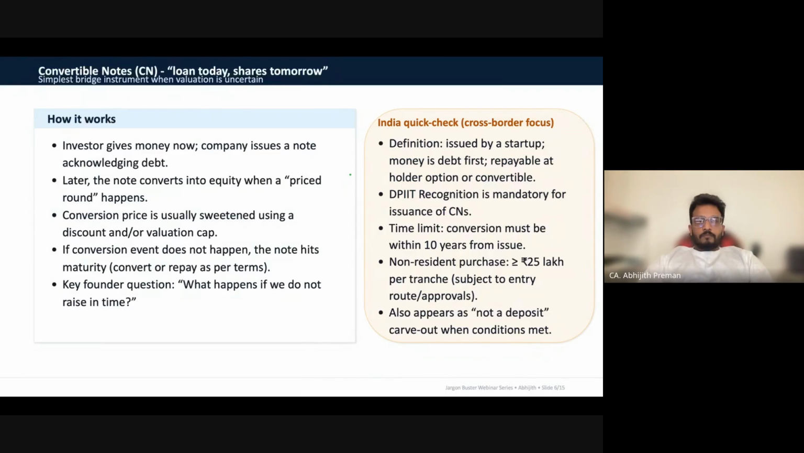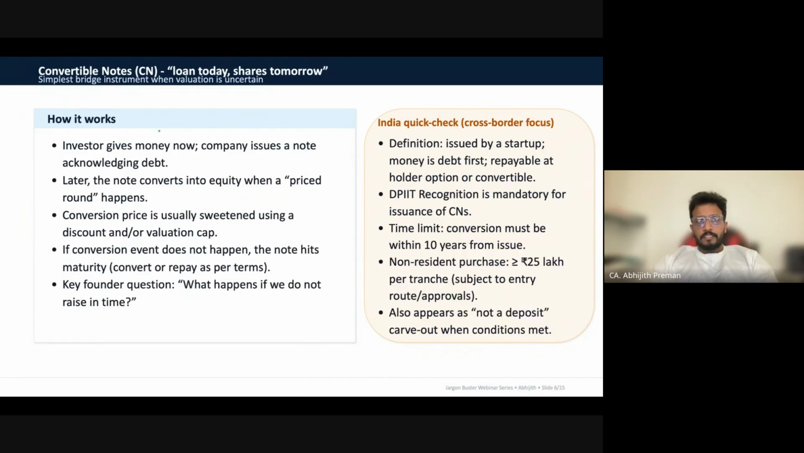Okay. So we'll explain convertible note now. So convertible note, loan today, shares tomorrow. So convertible note is actually a new concept in India. At least this was introduced only for startups. This is more similar to the SAFE notes, which are prevalent in the US. That's why people typically say iSAFE notes or Indian SAFE notes, but there is no legally a SAFE note in India. Okay. So SAFE note, if you know, it's called simple agreement for future equity. So it's similar to SAFE notes. So the Indian version of SAFE notes is the convertible note. Okay.